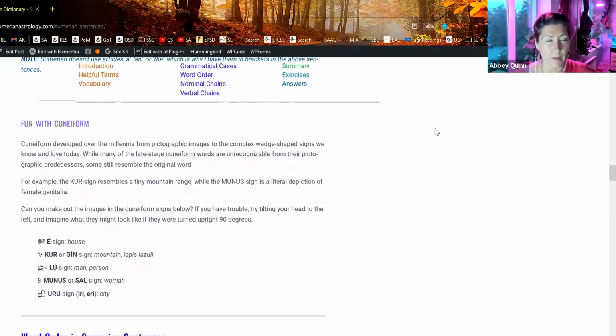Fun with cuneiform. Now, I know that I told you in the introduction to this simple Sumerian grammar that we would not be focusing on cuneiform. That does not mean that we're not going to be using cuneiform, learning cuneiform, reading it.